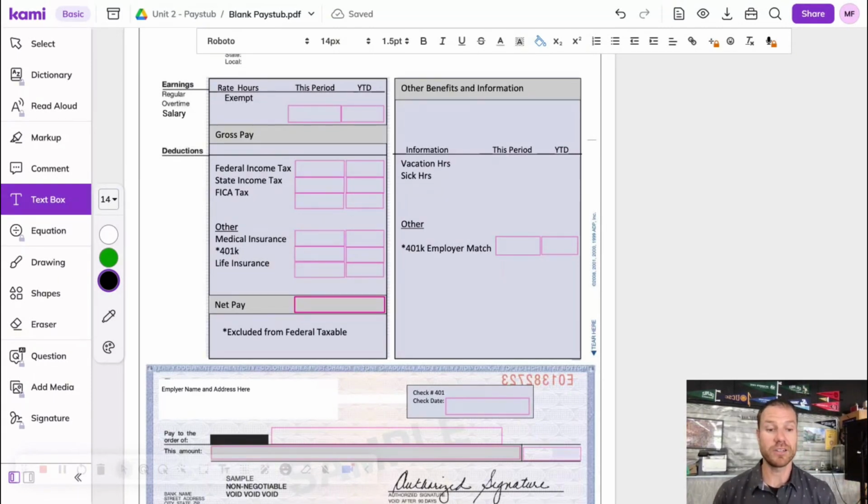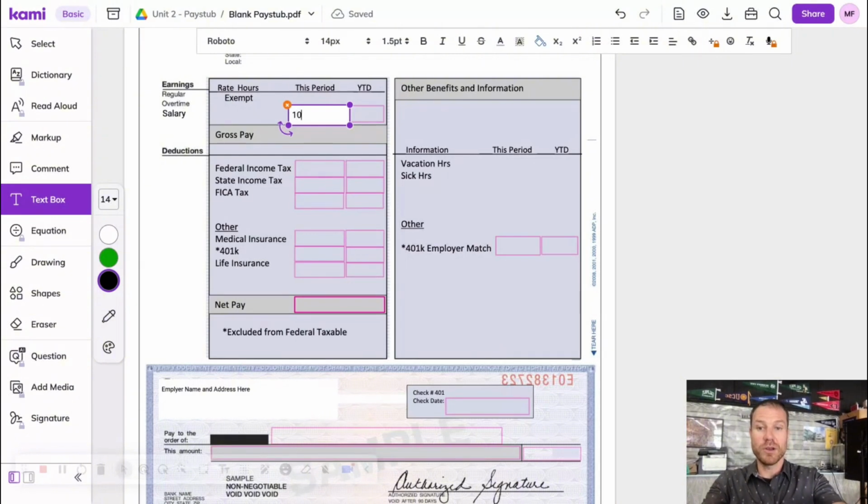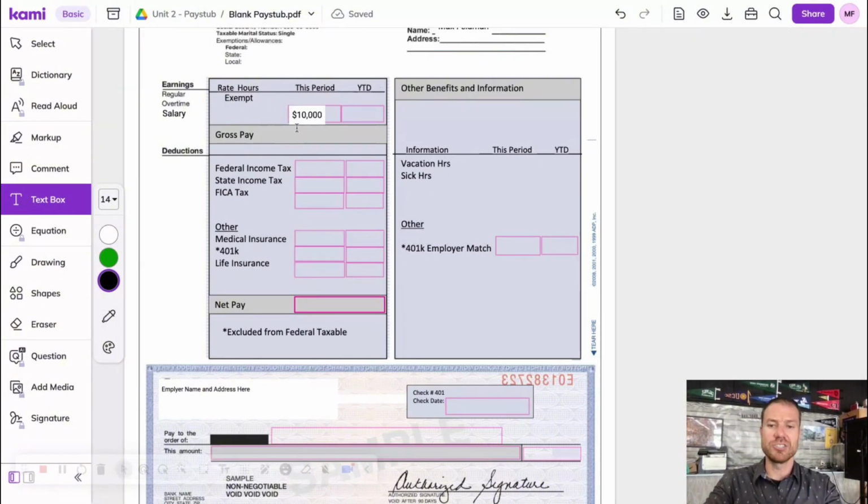Have your students pick a fictitious career, figure out their annual salary, calculate out their monthly gross income. In this case, we're using salary, and I'm just going to, for the sake of ease, say $10,000 per month. We'll come back to year to date in just a moment.